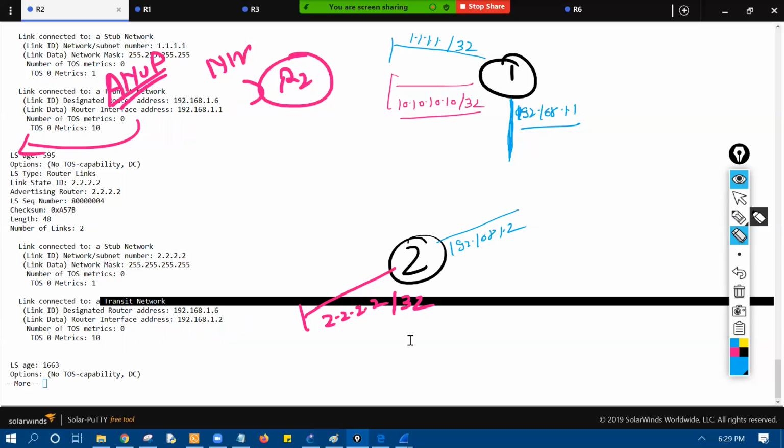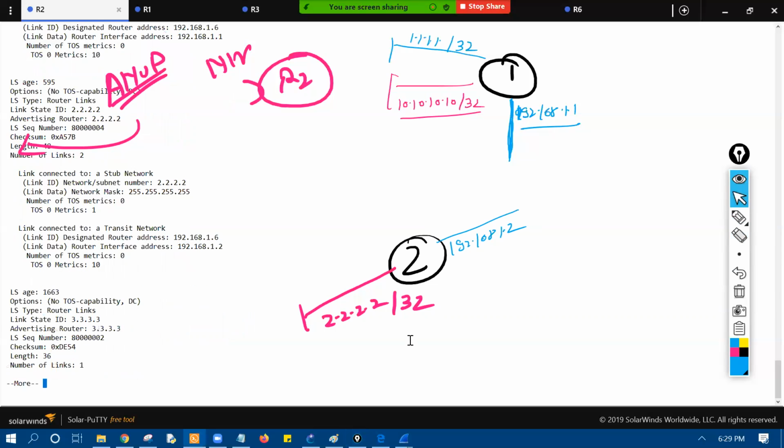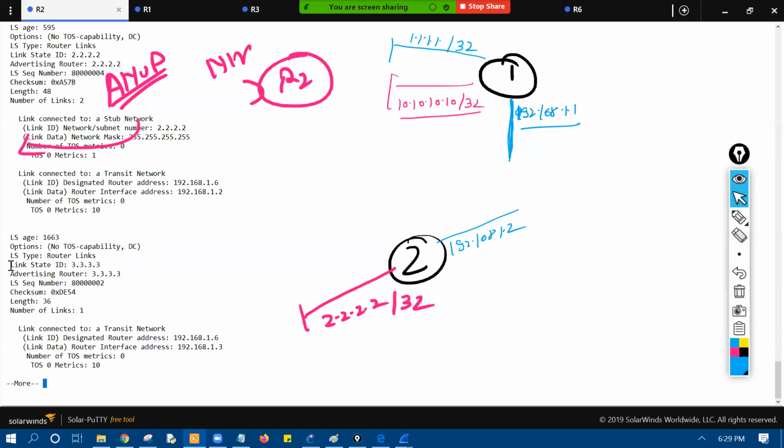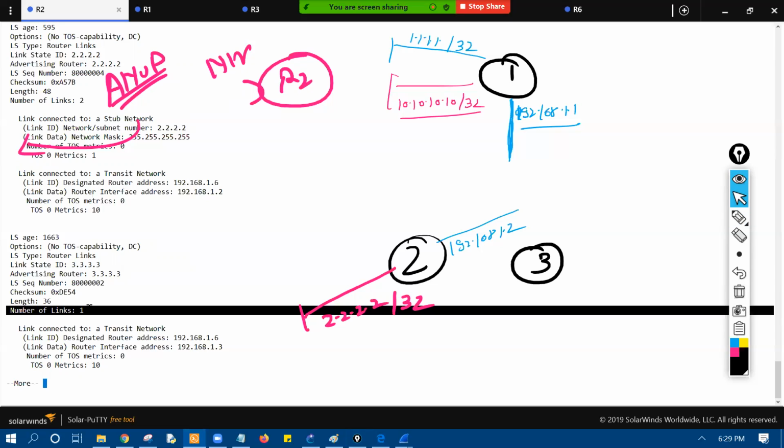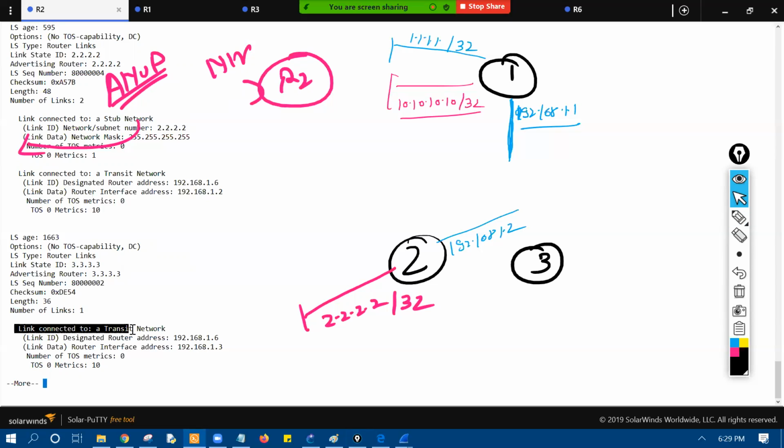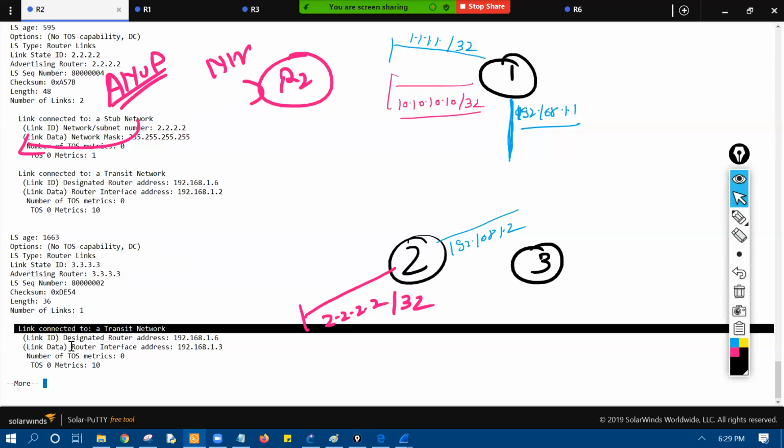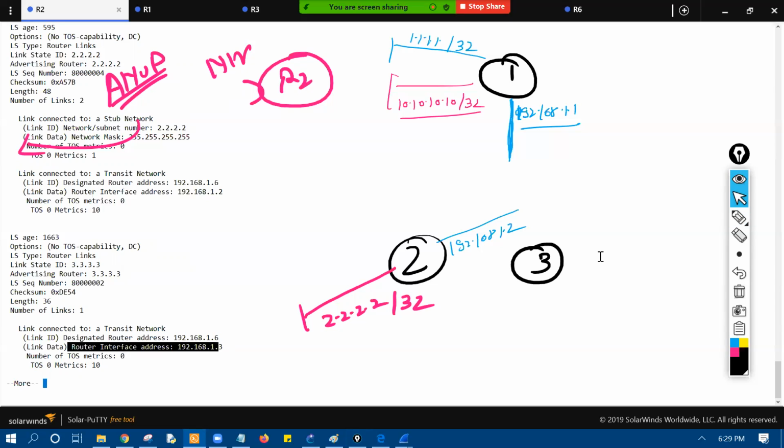Now let's come to the next point. Next he is talking about the link state array 3, right? So we have an R3 router, and a link connected to it. I have a single link over there. Number of links is 1, and that link is going to say transit network. Perfect. And the transit network router interface ID is 103.